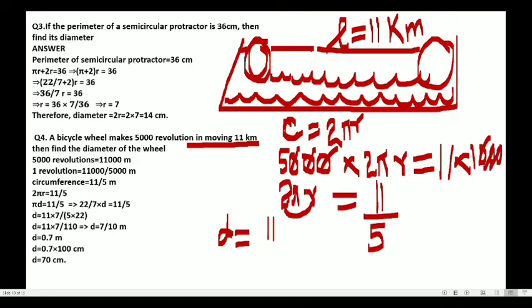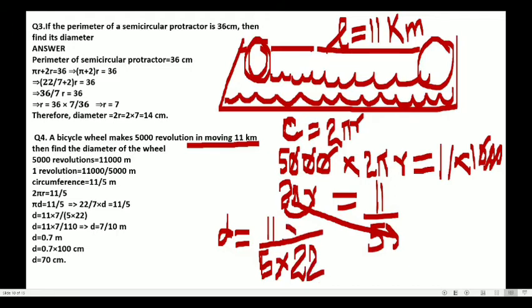So 2r I have written as d, and pi is left here. Pi will move downward with this 5. So 11 upon 5 into pi. And what is pi? 22 by 7. This 7 will move up. You solve this and then you can get the value of diameter as 0.7 meters. So convert it into centimeters. So diameter will be 70 centimeters.